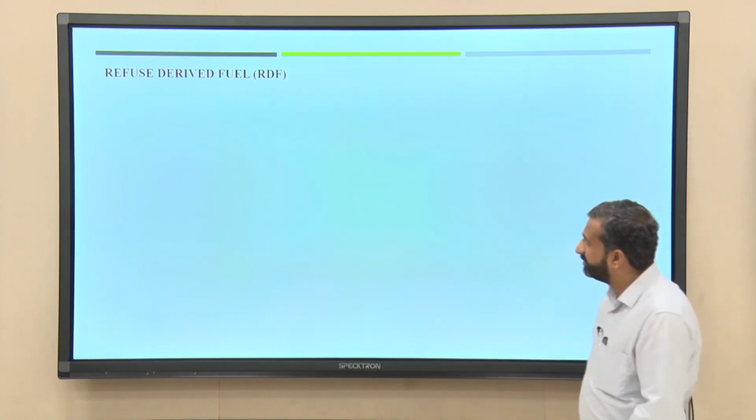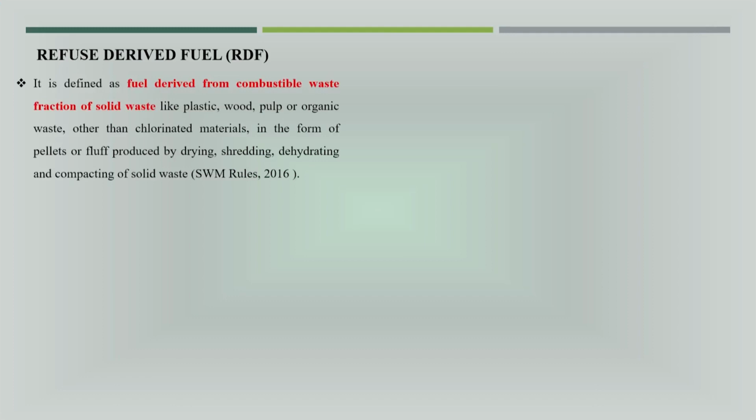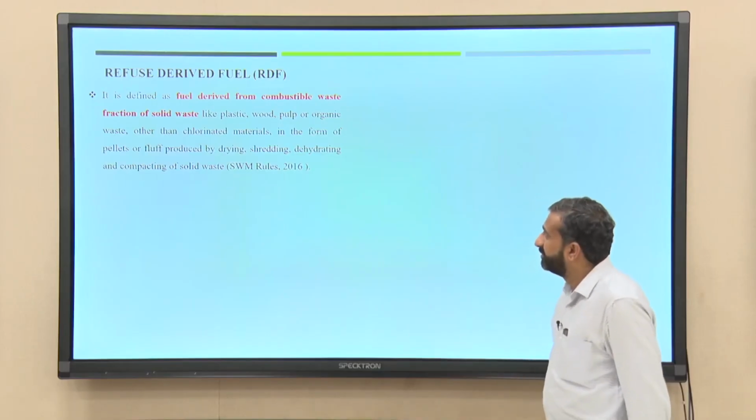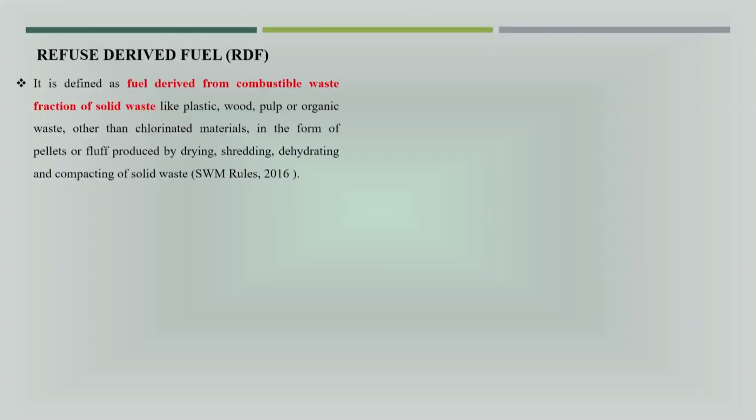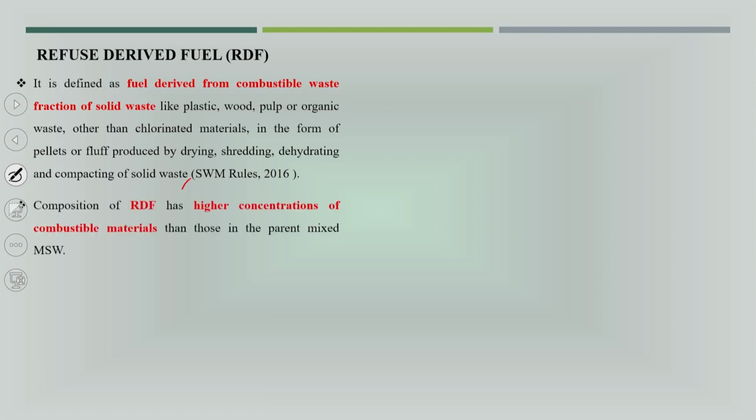So, we will understand here what we mean by refuse derived fuel. It is defined as fuel derived from the combustible waste fraction of solid waste. This combustible fraction could be plastic, wood, even organic waste, if the waste does not have much moisture content. This kind of waste, in the form of pellets, is produced by drying, shredding and compaction of solid waste. This is based on the SWM Rules 2016.